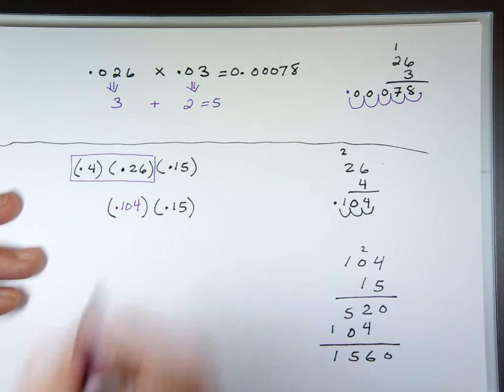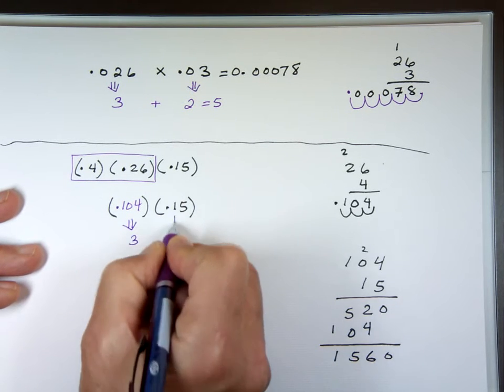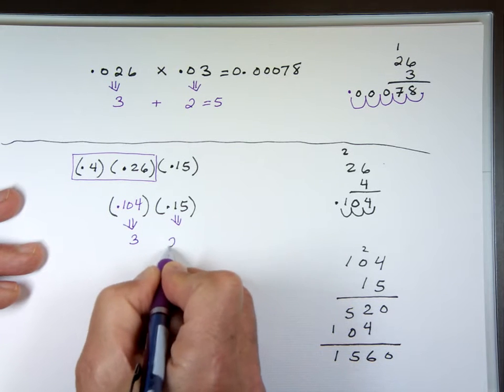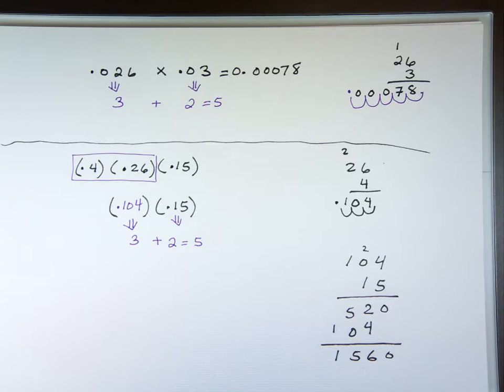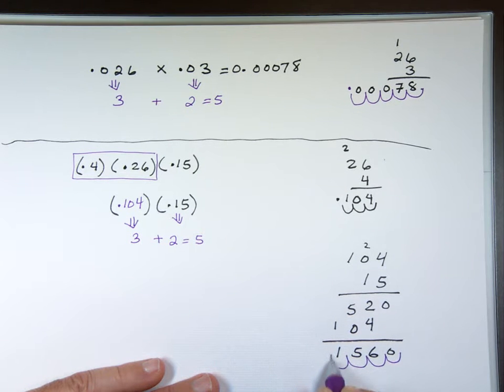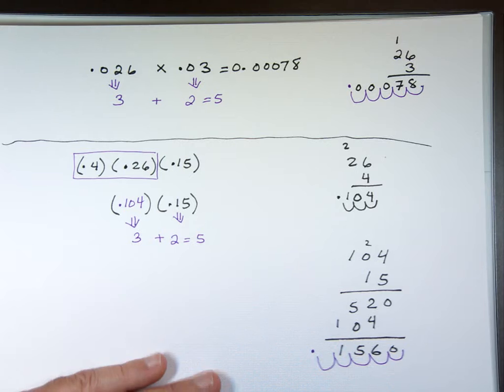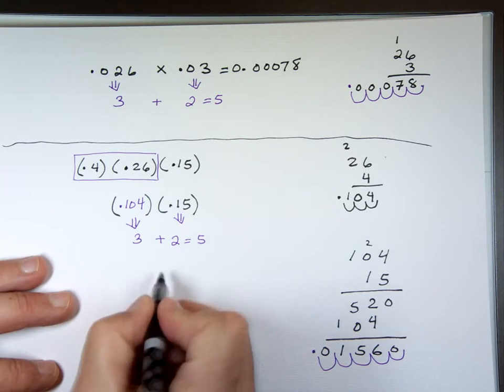Again, let's count. How many digits here? 3. How many to the right of the decimal point? 2. When you add them, that's what? 5. Start from the end and move it 5 places. 1, 2, 3, 4, 5. Notice I'm missing a number here. So what's my answer?